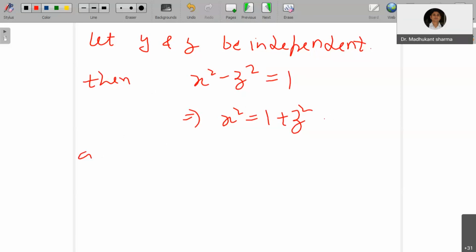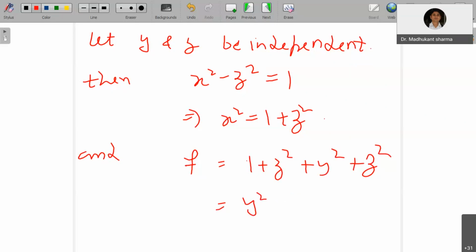Now, what is f? f is x square, which is 1 plus z square, plus y square plus z square. So that's going to be y square plus 2z square plus 1, and let this be denoted by k of y comma z.